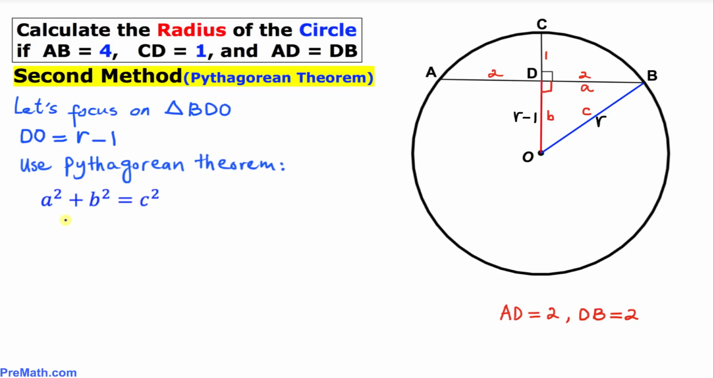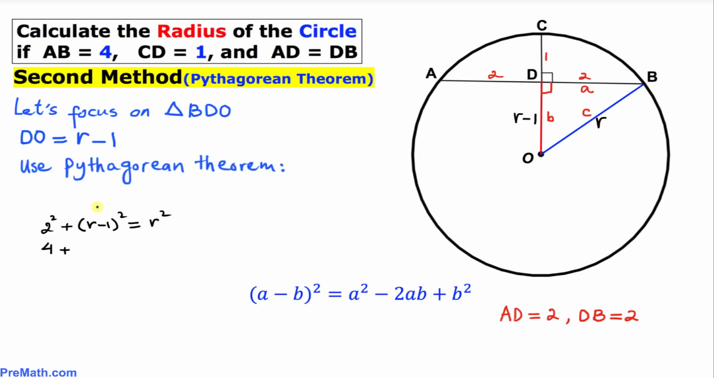In our case, a is 2, so that's going to become 2 square, plus b in our case is r minus 1 square, and c is r square. So let's simplify. That is going to become 2 square is 4 plus, and we are going to expand this binomial by using this formula (a minus b) square. So let's go ahead and do that one. That's going to give us r square minus 2r plus 1 equal to r square.